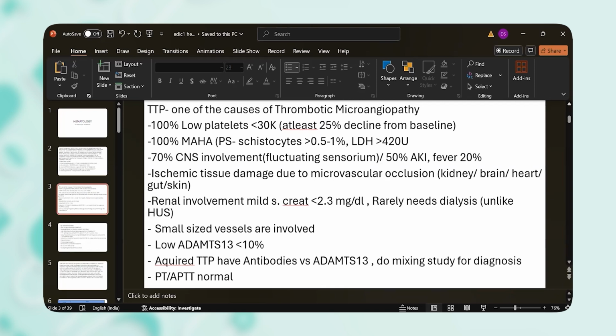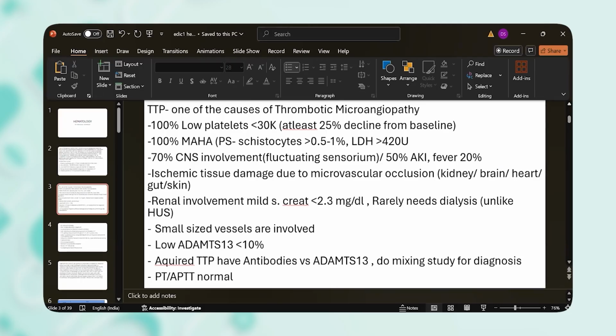DIC? See, in thrombotic microangiopathy, there should be MAHA, that is microangiopathic hemolytic anemia. So that's why I asked. In thrombotic microangiopathy, there should be low platelets. There should be presence of microangiopathic hemolytic anemia. And how will you diagnose PNH? PNH, you can label it, but it's not very common.